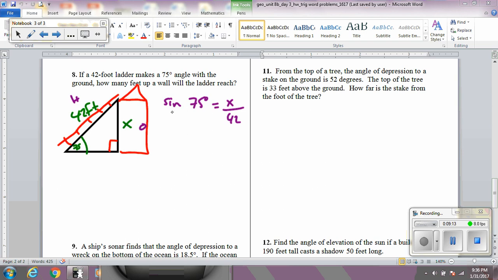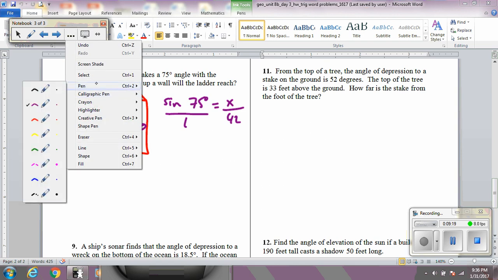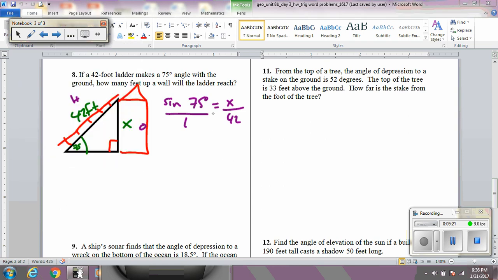Now, you're going to put sine 75 all over 1 and cross multiply. 1 times x is x equals, and then 42 times sine 75. And then we grab our calculator and type that in.